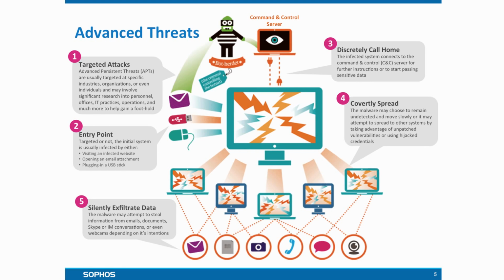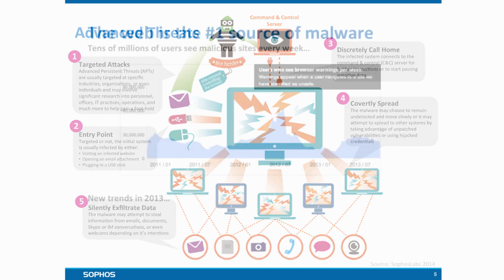Ultimately, whether the threat is fast-moving or slow and persistent, its goal is the same: to silently exfiltrate data out of the organization through whatever means it can. It might get the information it wants by scanning emails, documents, Skype, or even IM conversations, or perhaps covertly operating mics or webcams in the environment to monitor live conversations.